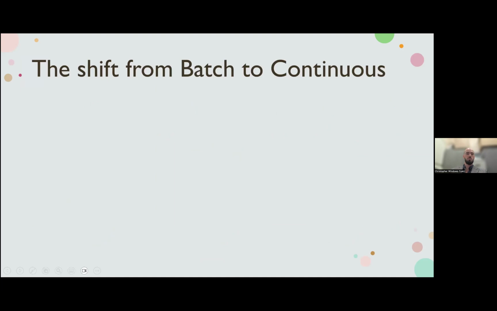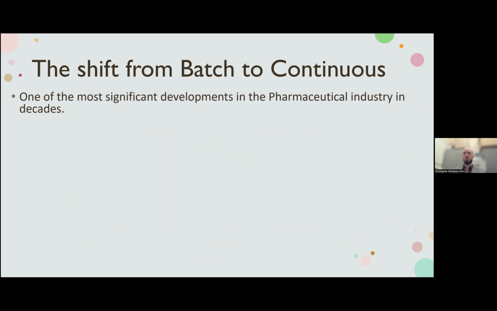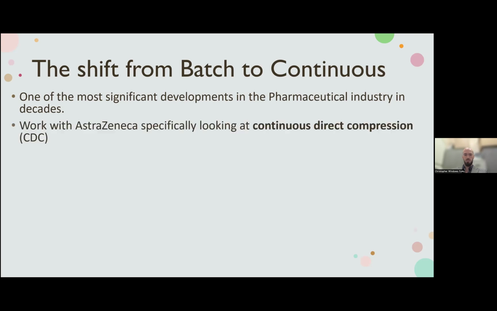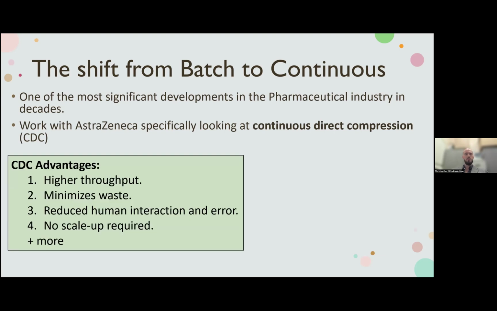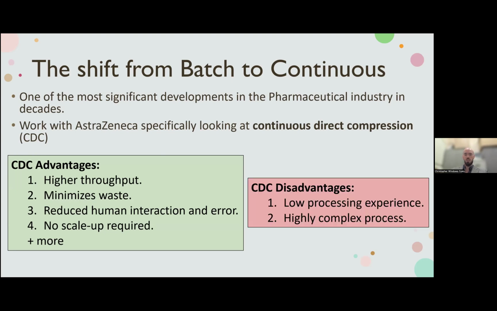And this is one of the big shifts. The continuous part of continuous direct compression is a big shift. Indeed, it's one of the most fundamental shifts that's been going on in the pharmaceutical industry over the past couple of decades. I'm working on several projects with AstraZeneca looking at various forms of continuous manufacturing because it offers some significant advantages. It's higher throughput, it minimizes waste, it reduces the innate error of batch manufacturing because there's a lot of human interaction with it, and it's extremely easy to scale.